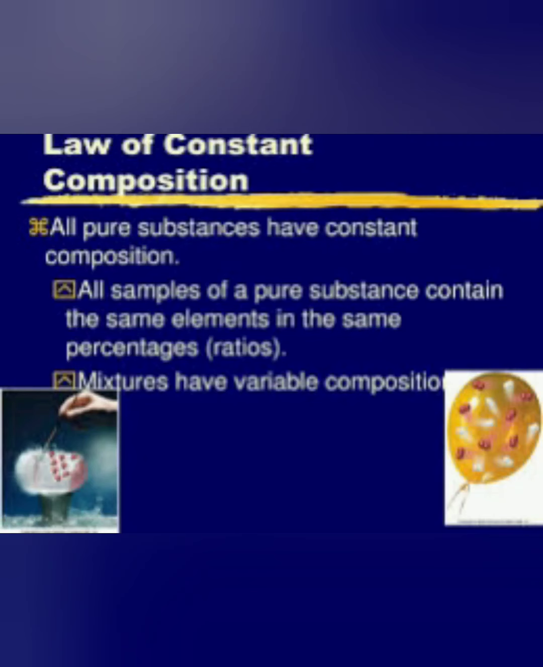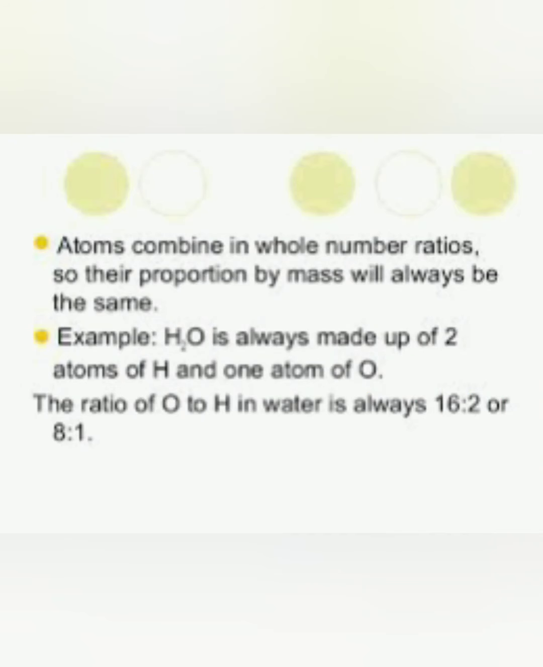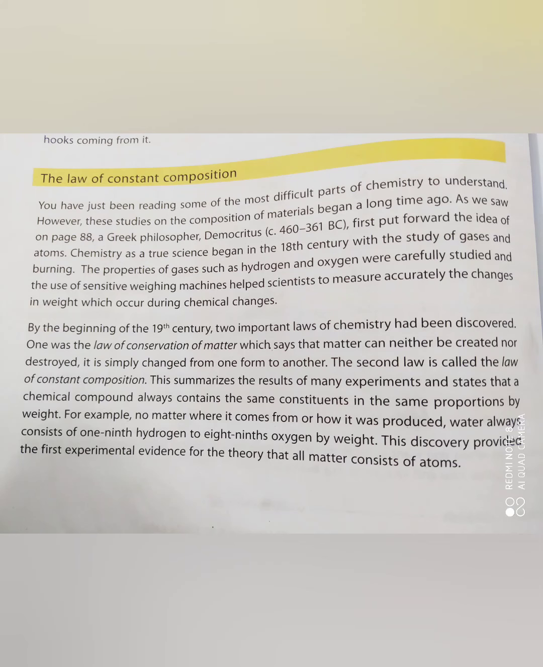The second law is law of constant composition or law of definite proportion. Both same. All pure substances have same composition, constant composition. Water, whether it is ice, whether it is vapor, it is having one oxygen atom and two hydrogen atoms, right? All samples of your substances contain the same element in the same ratio. It means always there will be one oxygen atom and two hydrogen atoms. The ratio of oxygen to hydrogen is same. It is 1:8, means oxygen 1% and hydrogen 8%.